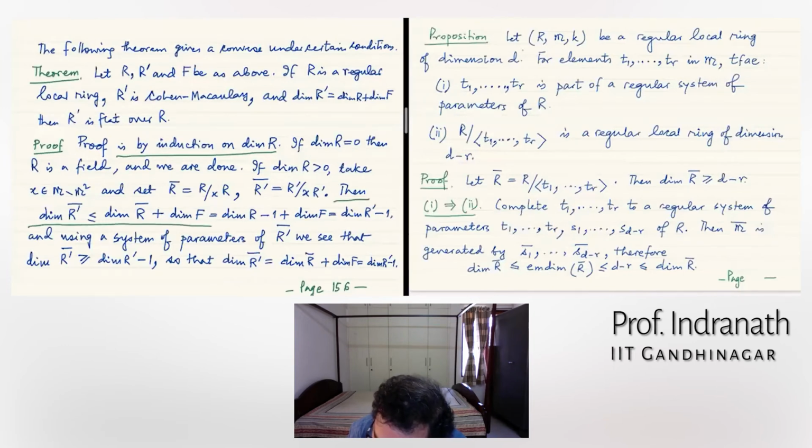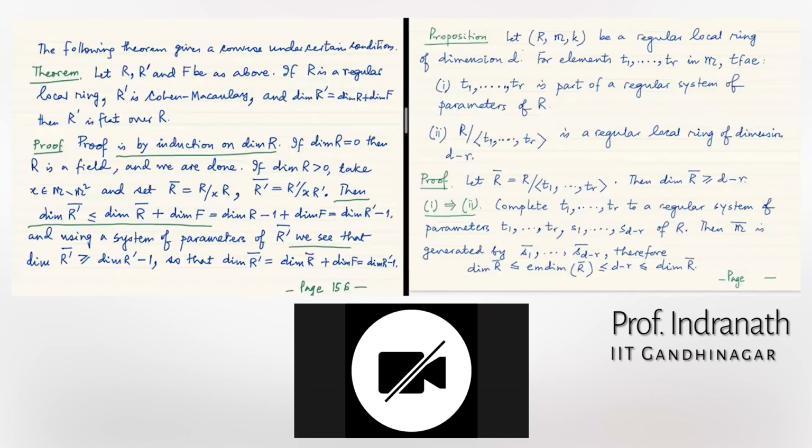This is the first place. The first place we are getting, due to induction, because dimension of R dash bar is dimension of R bar plus dimension of F bar. And dimension of F bar is less than or equal to dimension of F. So we are getting that.